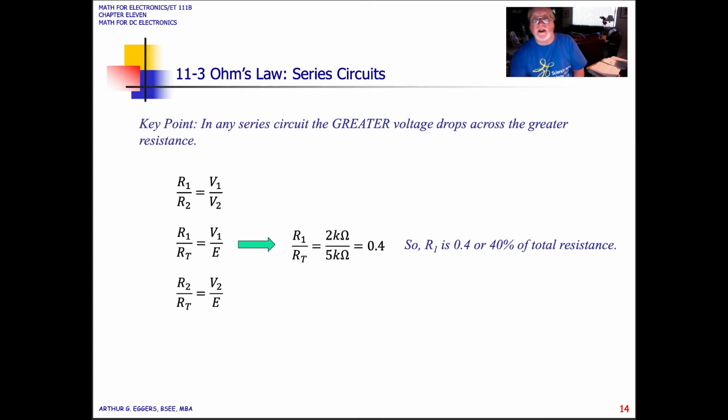Since R1 is 4/10 or 40% of the total resistance, we can quickly look at a circuit and say, well, if 4/10 or 40% of the resistance is formed in R1, the other 60% must be formed in R2. So you don't even really have to solve this expression. You just know by inspection that it's true.